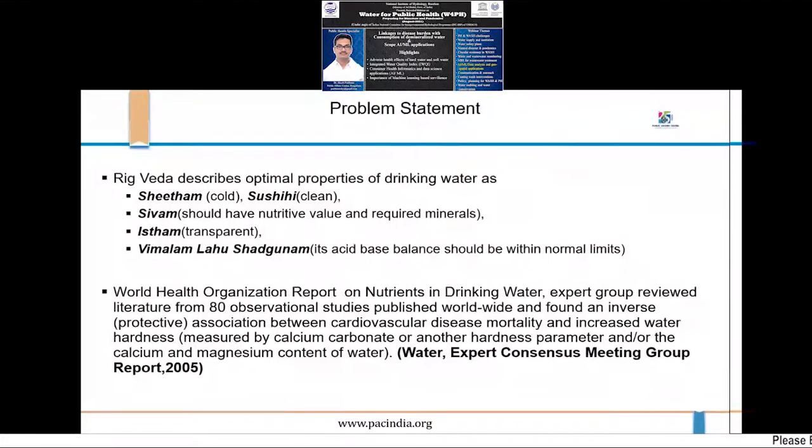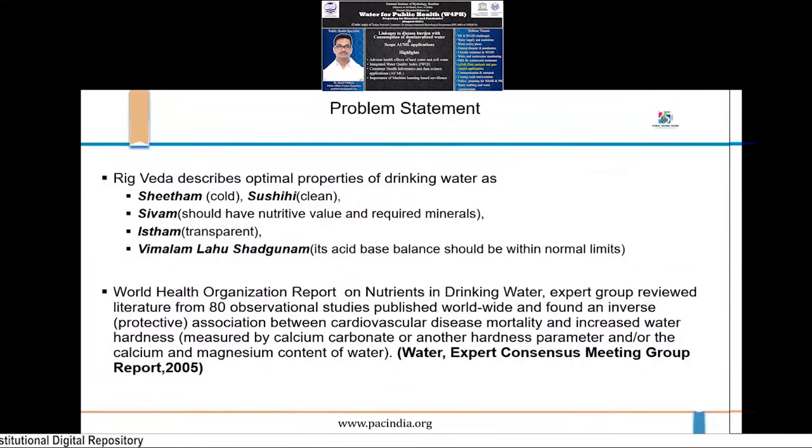So whenever a question arises, like what should be the best quality of water, or what is the ideal drinking water, the reference goes back to the Rig Veda, where it's clearly mentioned that it should be what they call Shitam, Sushi, Shivam, Ishtam and Vimala Laghu Shuktam. So clearly, the importance is on nutritive value and required minerals in water. And the other factors like cold, clean, transparent, and the acid-base balance should be there. These are all essential factors to say that the water is best suited for drinking.